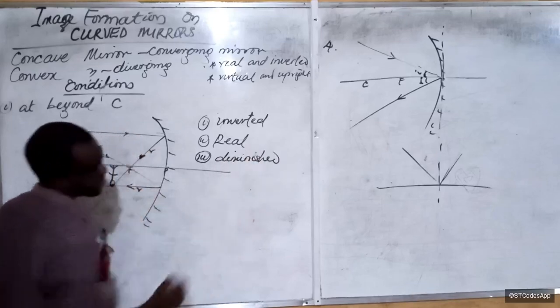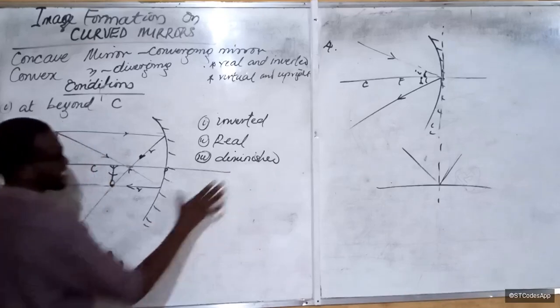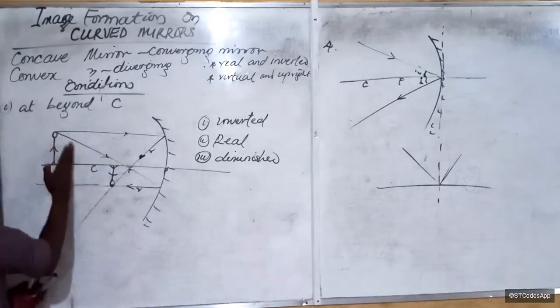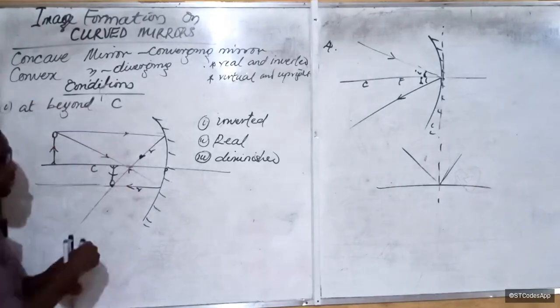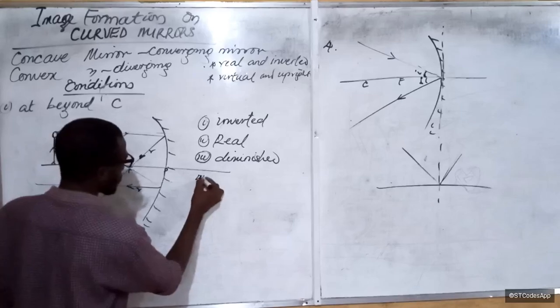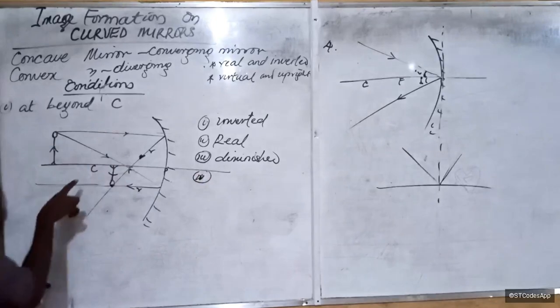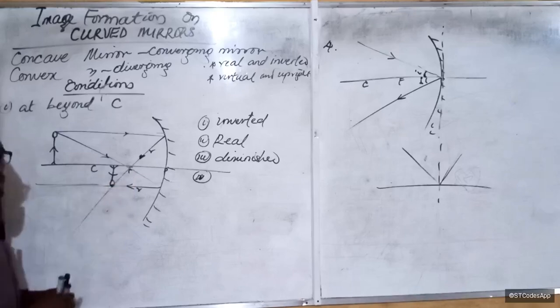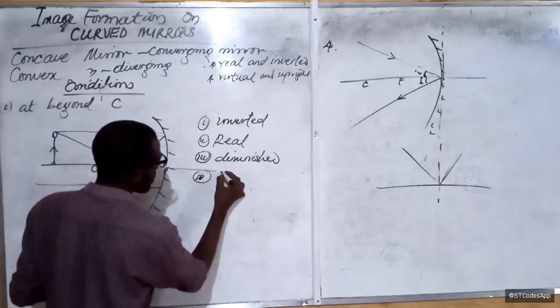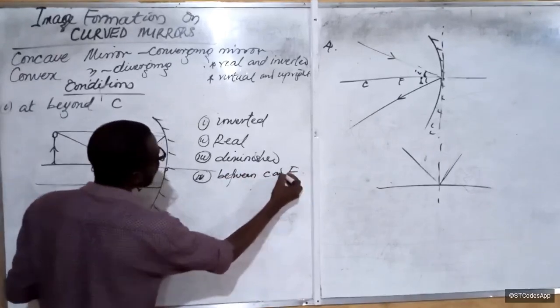The image is diminished. Check, you see it right? Okay, so the image is diminished. It means that the size is smaller. So when you place your object beyond C, the image formed is always smaller. Then another thing is that the image is going to be formed between C and F. That's the position. The image will be formed between C and F, and it's always the case.